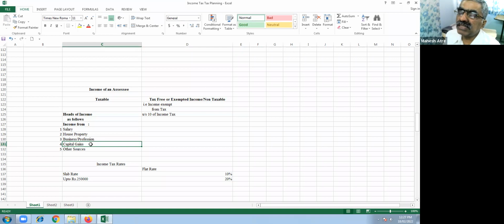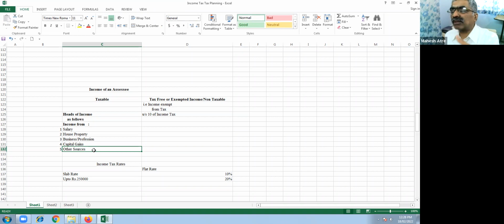Number four category is capital gain. What is meant by capital gain? That means during the year, if there is a transfer or sale or purchase of an asset, that is going to be a capital gain. That we are going to discuss in the next lecture. And the last one is income from other sources. If any income is neither income from salary, nor house property, nor business or profession, nor capital gain, then it is going to be income from other sources.